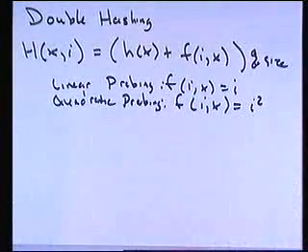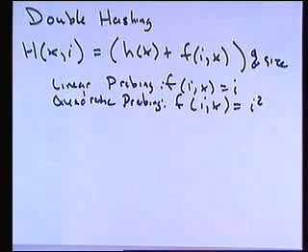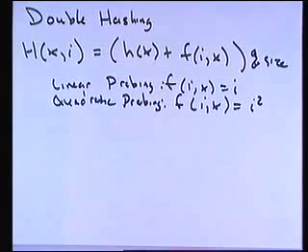So all we've changed here is we now have the probing function will depend not just on how many probes you've done, but will depend on x as well. And our linear probing didn't care about x at all. The probing function was entirely dependent on how many probes you've done. For quadratic probing, likewise, the probing was entirely dependent on how many probes we've done, and we ignored x entirely.